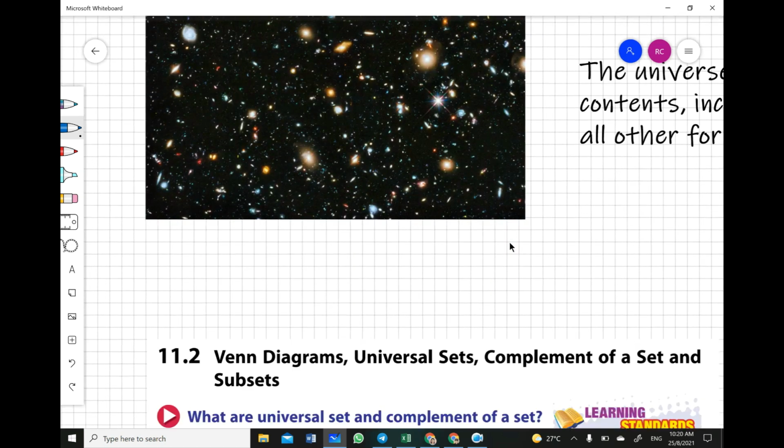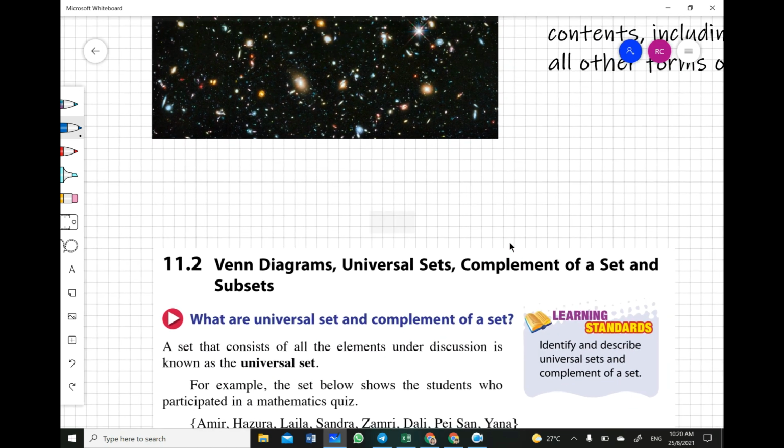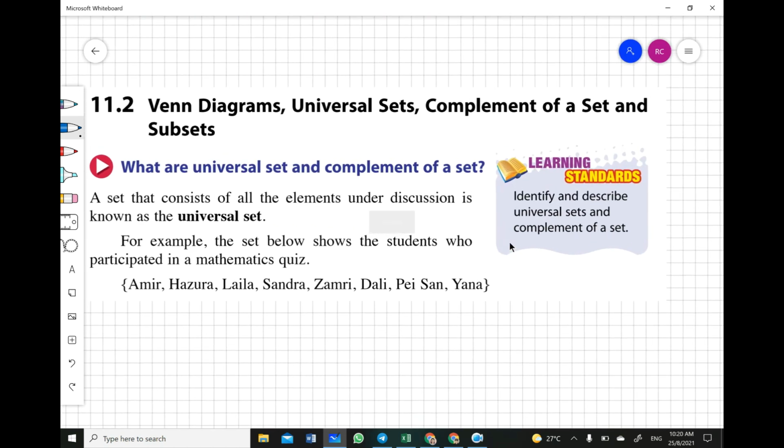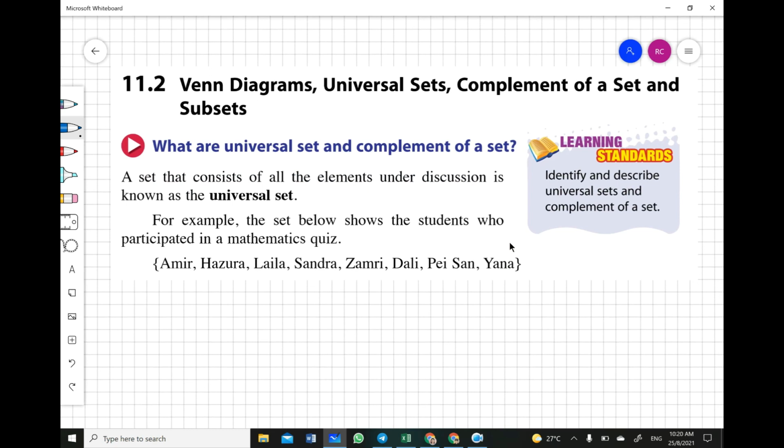So now let us proceed over here to see what you are going to learn today. This is the second subtopic that you are going to learn, regarding Venn diagrams, universal sets, complement of a set, and subsets. So what is a Venn diagram? Later on you are going to look into this. You don't have to worry. First we are going to see what are universal sets and complement of a set.